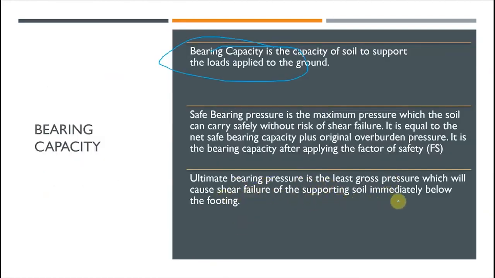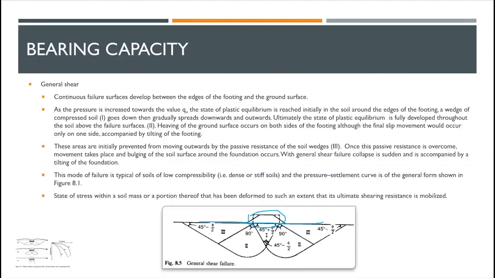Cause failure of the supporting soil immediately below the footing. Maksudnya dia dah nak fail lah tu, leaning towards the value yang dia akan fail, QU. The state of plastic equilibrium is reached initially in the soil around the edges of the footing. So plastic equilibrium ni maksudnya soil mass ataupun portion of soil mass bawah tu dia dah deform. So ultimate shearing resistance ni akan mobilize. Dia nak resist the deformation tu.